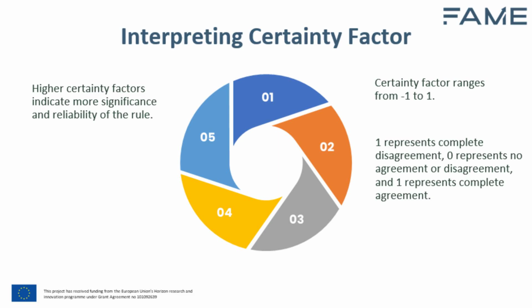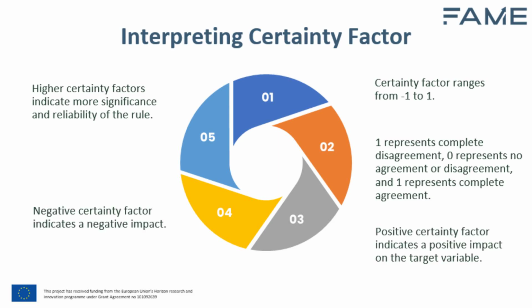Certainty factor ranges from -1 to 1, where -1 represents complete disagreement, 0 represents no agreement or disagreement, and 1 represents complete agreement. A positive certainty factor indicates a positive impact on the target variable, while a negative certainty factor indicates a negative impact. By assigning certainty factor values to each rule, we can determine the significance of each rule in the decision-making process. Rules with higher certainty factors can be given more weightage and considered more reliable in the model's explanation.